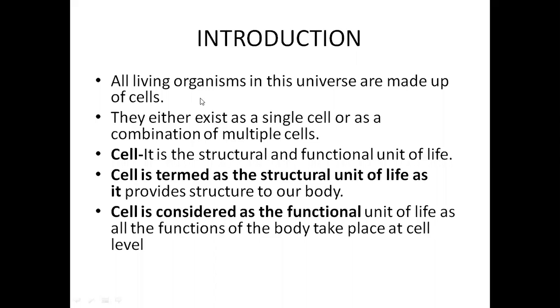Plants, animals, insects, microorganisms, they all are made up of cells. Now the second point says that they can either be unicellular or multicellular. It means the organism may be made up of just one single cell or of many cells altogether. The definition of the cell: it is the structural and functional unit of life.